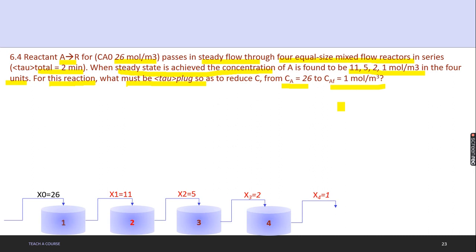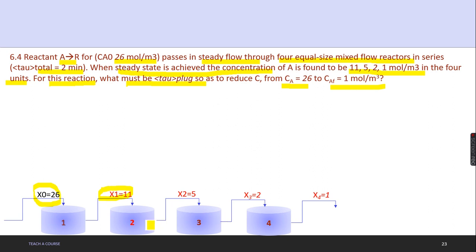Now we are making a drawing of this for better understanding. So 1, 2, 3, 4 we have shown here, and the concentration is given, the input is 26 as you have already been given. Then in reactor 1 the concentration is 11, so that's why 11 is going into the second reactor.